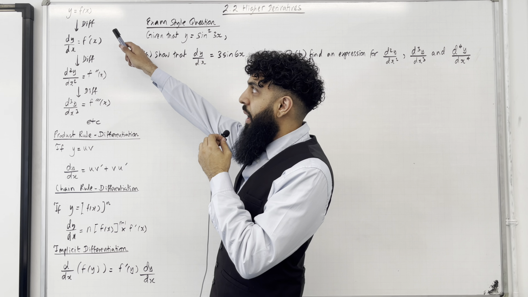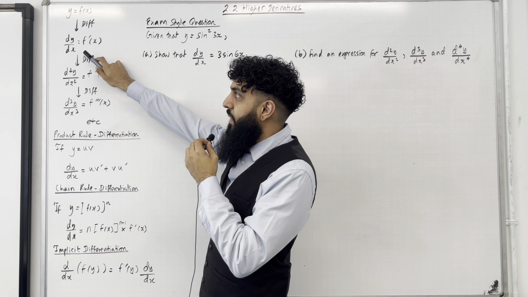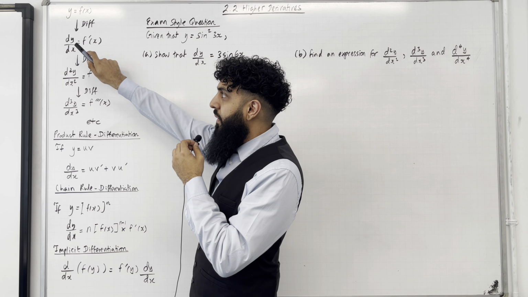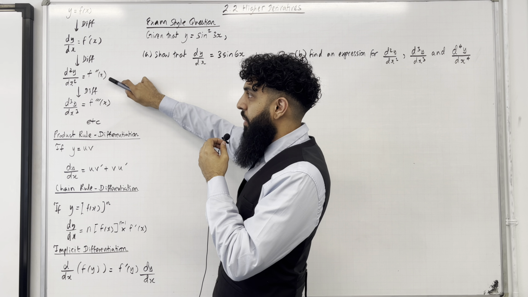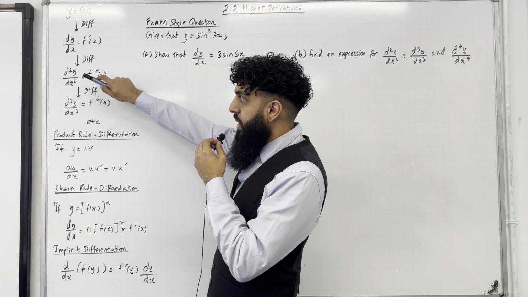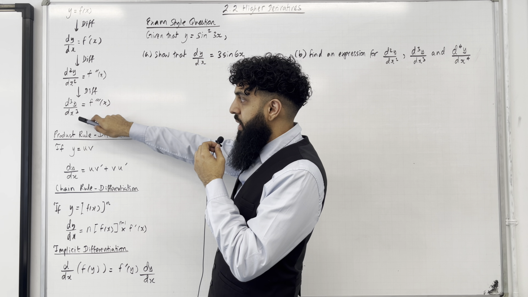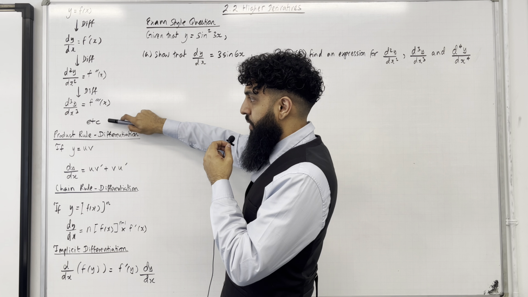Consider y equal f of x. If you differentiate y equal f of x, you get dy by dx, which is equal to f dash of x. If you differentiate the dy by dx, you get d2y over dx squared, which is equal to f double dash of x. Now, if you differentiate the d2y over dx squared, you get d to the power 3y over dx cubed, which is equal to f triple dash of x, etc.